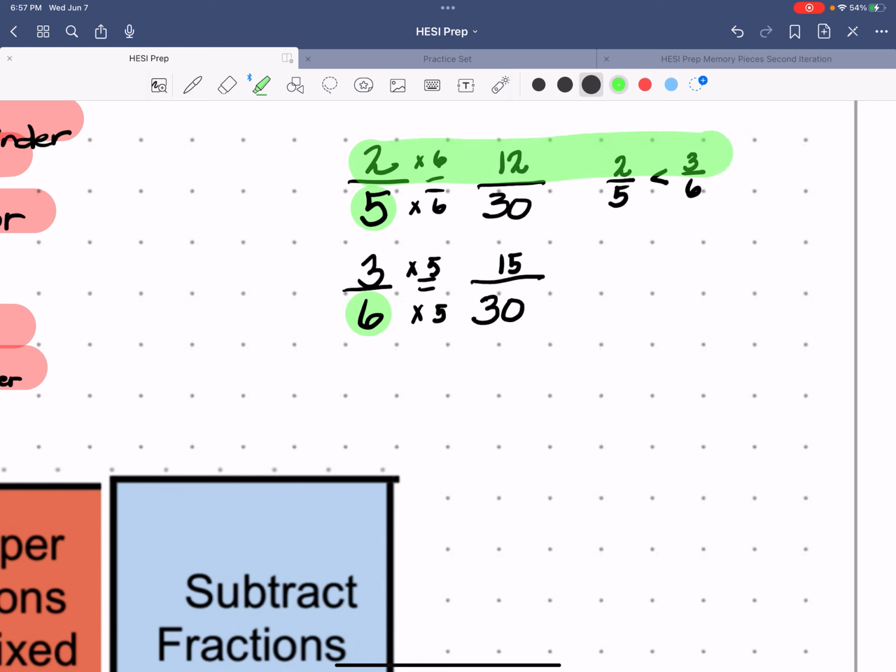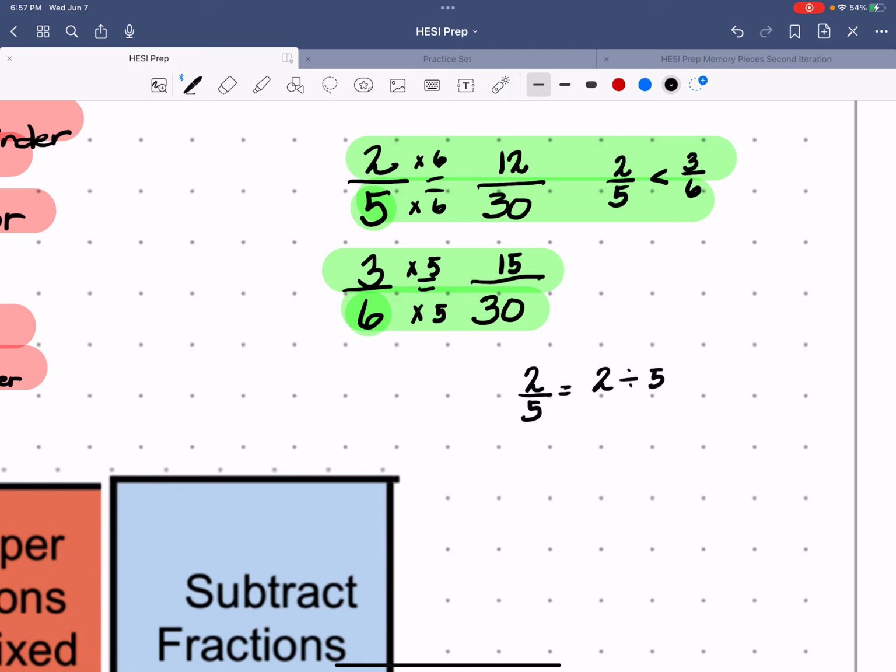If I'm taking a test and I have a calculator, I'm not doing it that way. Here's what I would do. I would do 2/5. That's 2 divided by 5 on my calculator is 0.4.